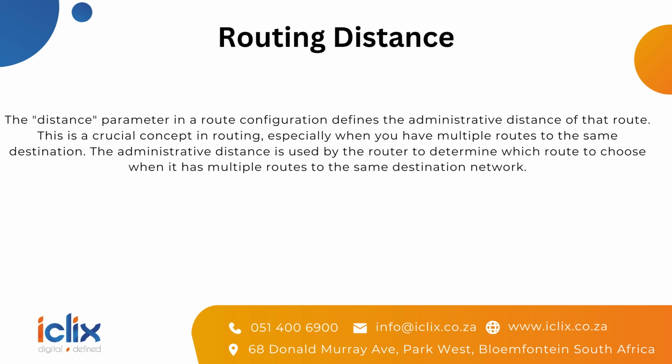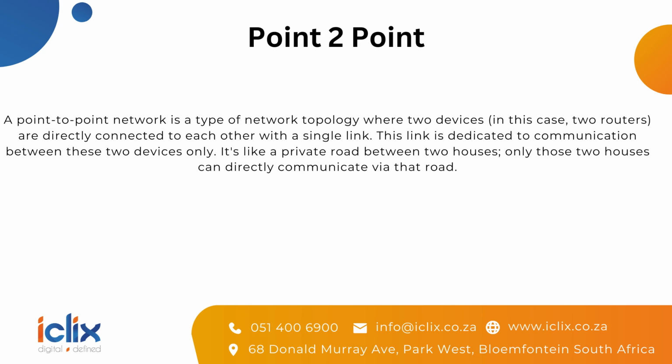A point-to-point network is a type of network topology where two devices, in this case two routers, are directly connected to each other with a single link. This link is dedicated to communication between these two devices only. It's like a private road between two houses. Only those two houses can directly communicate via that road.